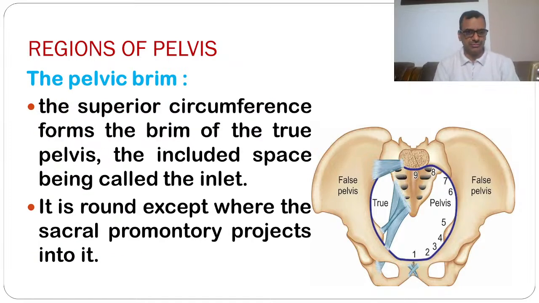The pelvic brim. The superior circumference forms the brim. So here the brim is formed by this circumference, the included space being called the inlet. The brim is also known as the inlet because the fetus enters into the pelvis from here. It is round except where the sacral promontory projects into it. Basically the structure is rounded, but here the sacral promontory projects into it. So this is the pelvic brim.